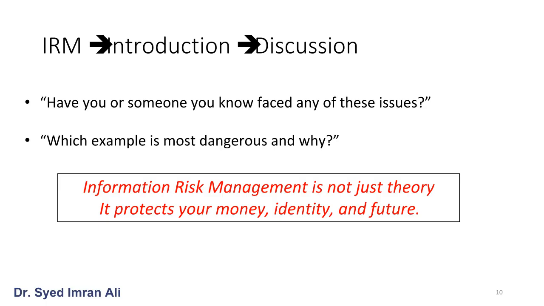Which of the examples we discussed do you think is the most dangerous, and why? Is it identity theft, banking fraud, or academic system failure? Think carefully about the impact of each.